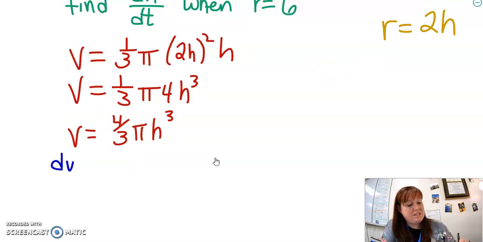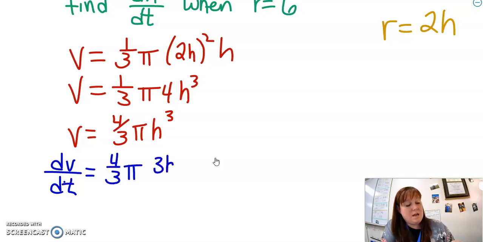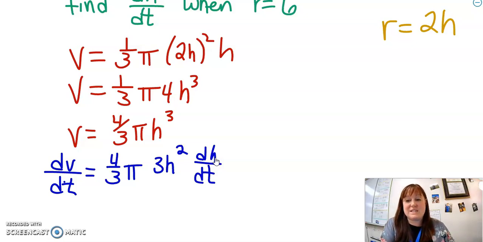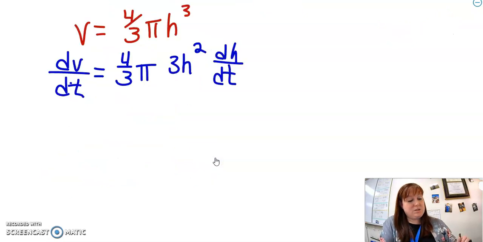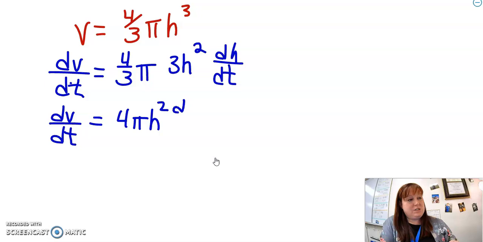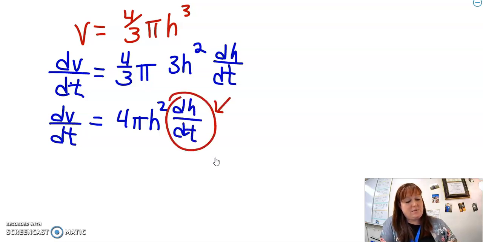So we have dV/dt equals 4/3 pi 3h squared dh/dt, right? Because we're with respect to time, since none of these are time, all of them are implicit. We always have to tack on that derivative. Okay, so I can simplify that some more. So I have dV/dt equals 4 pi h squared dh/dt. This is what I'm trying to find, right?